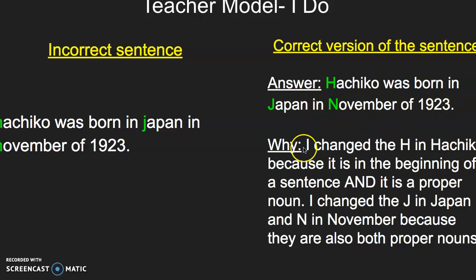And then really quickly, I want you guys to explain why. So I changed the H in Hachiko because it's in the beginning of a sentence and it is a proper noun. I changed the J in Japan and the N in November because they're also both proper nouns. All right, remember, if I'm going too fast, you guys can go back and review this again on your own.